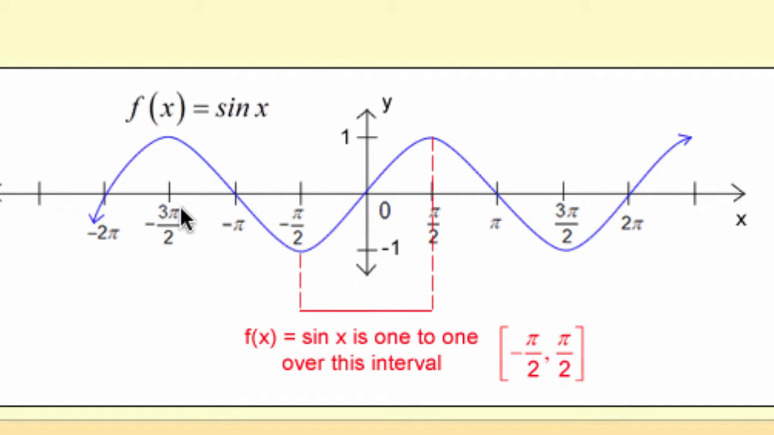So the problem with that is that the sine x function doesn't pass the horizontal line test. It's not one-to-one. So if you do the inverse, it's not going to be a function. So what we do is we restrict the domain to just a piece of the sine function where it will be one-to-one, and then we can go ahead and do the inverse. So the interval is negative pi over 2 to pi over 2 as shown here.